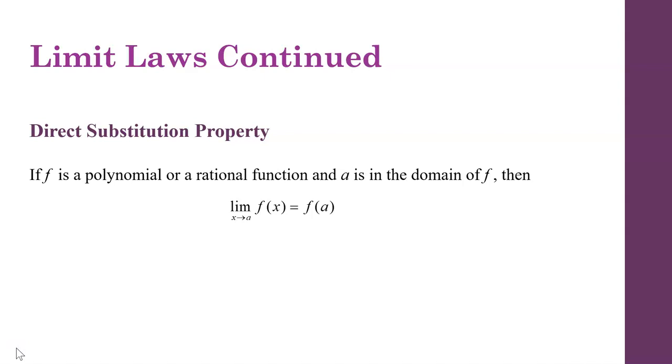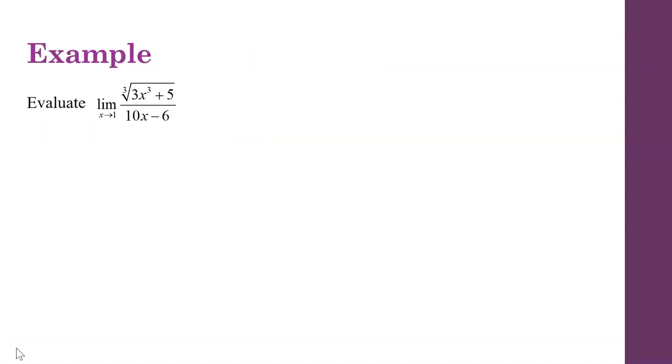Okay, so let's look at a couple examples. In our first example, we want to evaluate the limit as x goes to 1 of the cube root of 3x cubed plus 5 over 10x minus 6. So the first thing we should notice is that 1 is actually in the domain of this function. We could get away with actually maybe plugging 1 into this.